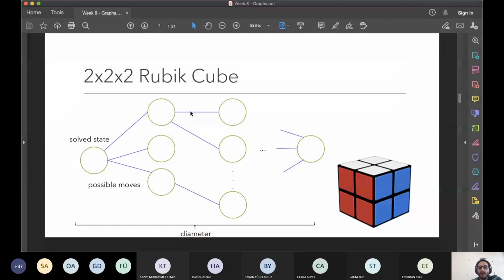And actually, there's the number of states, the farther away, right? The farther away, there's also a limit to the number of moves for a node.